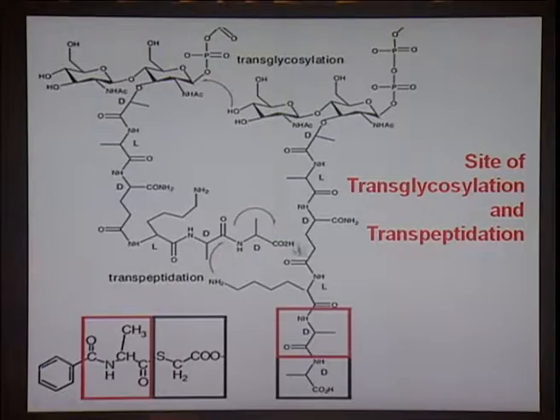So, in a bacterial cell wall we have two major activities. This is transglycosylation and the other one is transpeptidation, which occur independently. You can see in this slide, this is the site of transglycosylation and this is the site of transpeptidation. These are the two very important activities.